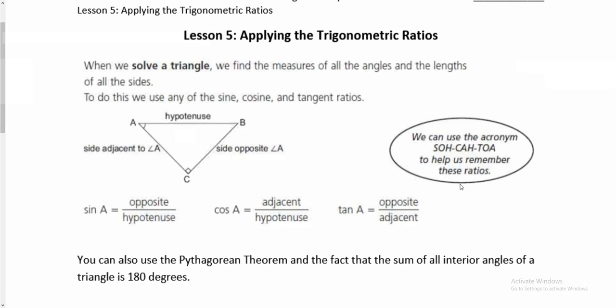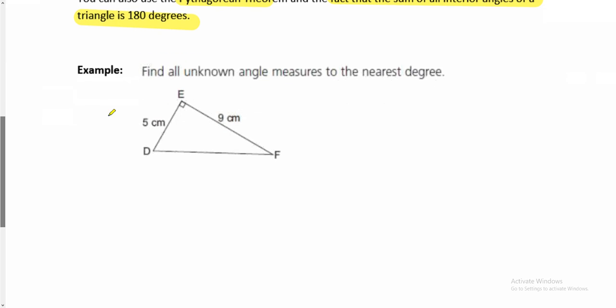So this is lesson 5, applying the trigonometric ratio. When we solve a triangle, we find the measure of all the angles and the lengths of all the sides. To do this, we use any of sine, cos, and tan. We use Pythagoras, and we use the fact that the sum of all interior angles of a triangle is 180 degrees. So let's just head right into it.